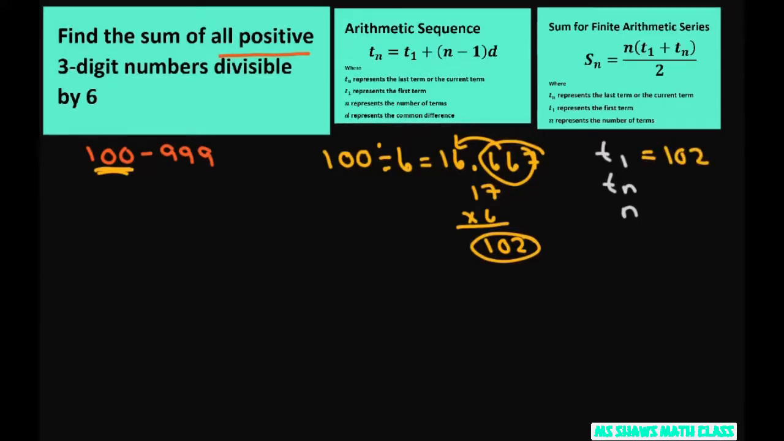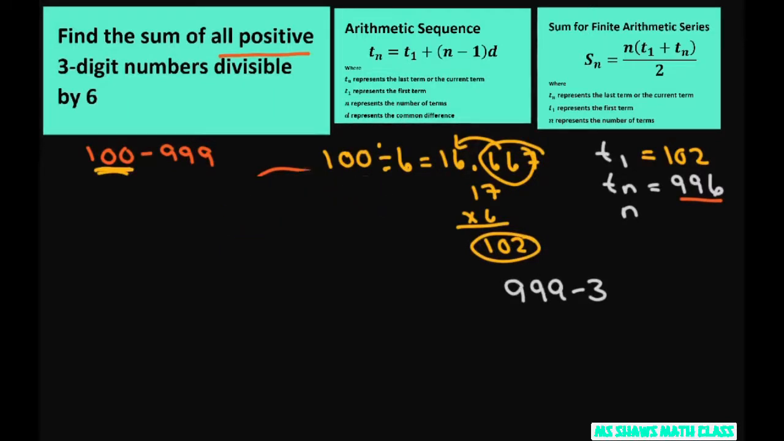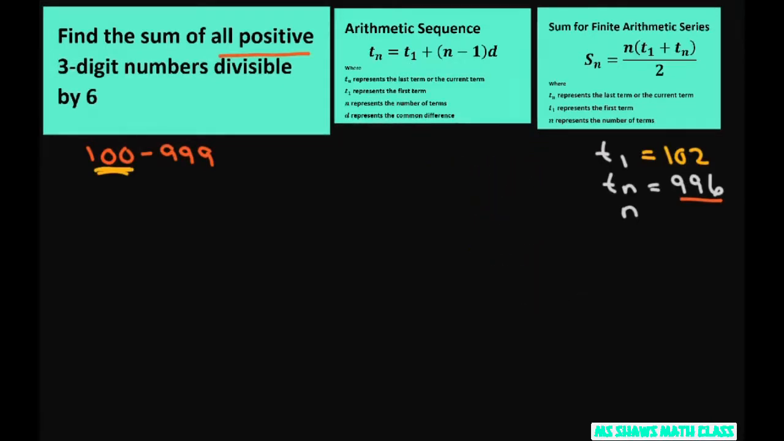And for the last term, the way I do it is I take 999 and divide that by 6. You can use the calculator and you're going to get 166, and your remainder is going to be 3. So when I take the remainder and subtract it, 999 minus 3, your last term is going to be 996. Or when you're doing this division, you could just take 166 times 6, and that also gives you 996. So either way, that works. That's how you can find the first and last term. There are other ways, but that's one way.